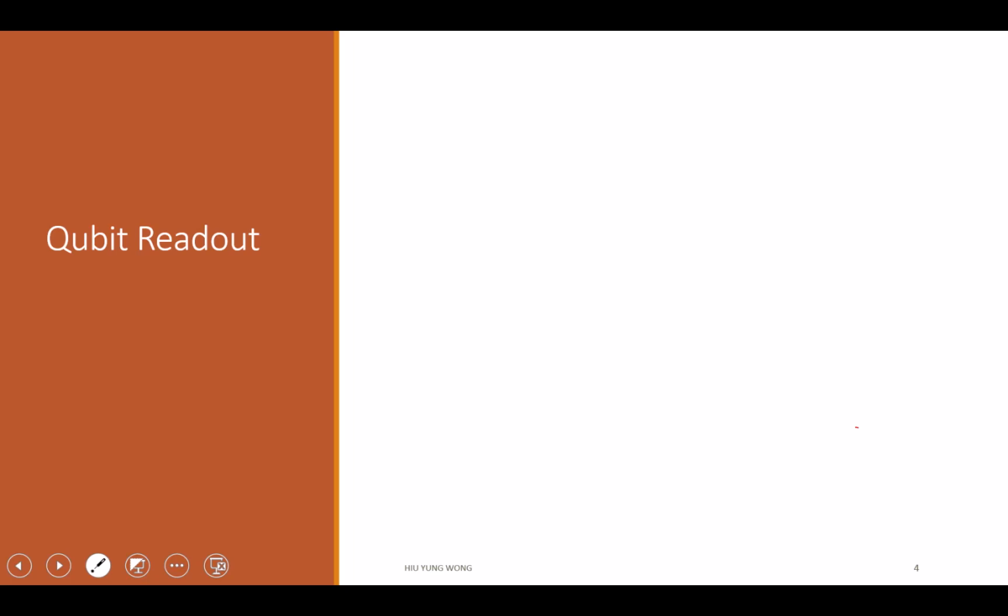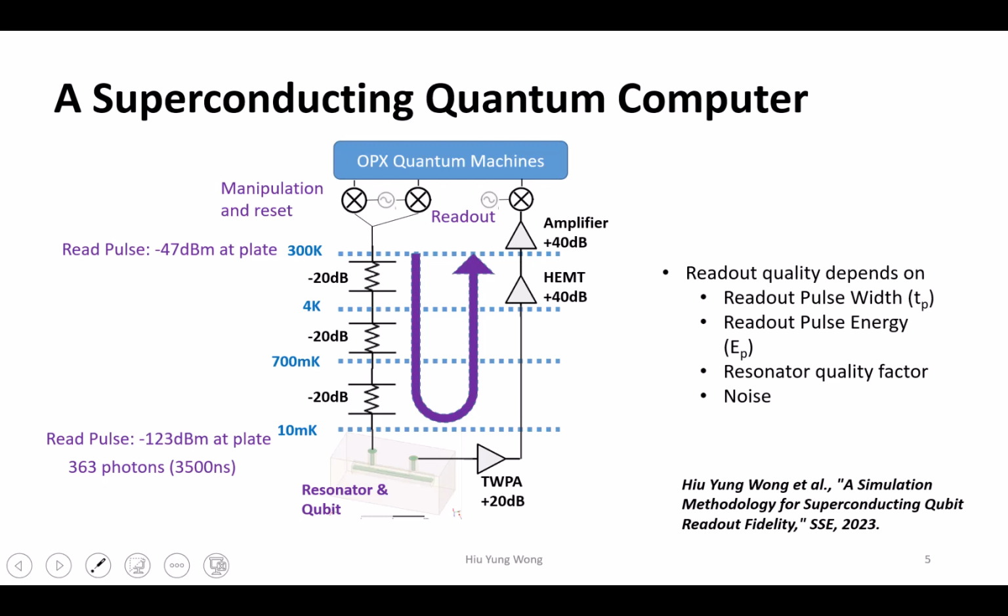Qubit readout, which we already saw some of in the first class, right? So this is a superconducting quantum computer. At that time, I went through it very fast. Now I hope that you will be able to understand most of it. For example, in this case, there's something called Quantum Machines. It's a company. They sell a controller, which is made of FPGAs and other processing units.